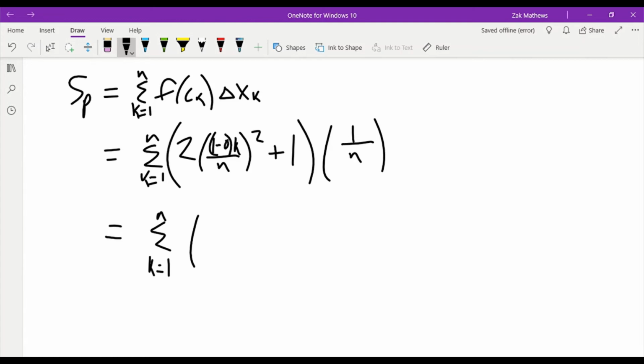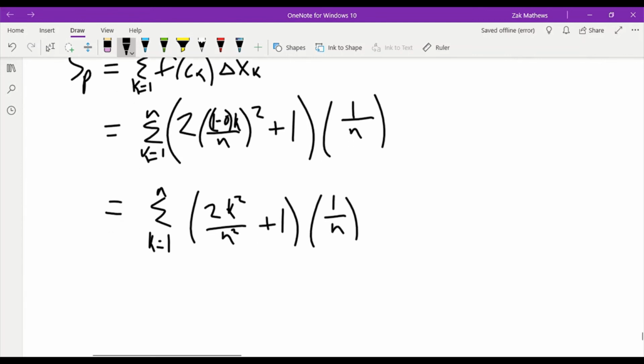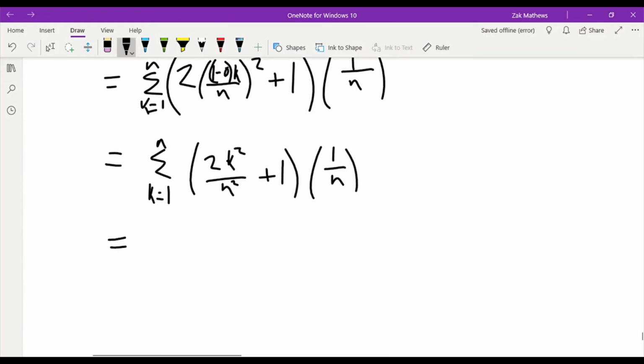We're going to have the 2 times k squared over n squared plus 1 times 1 over n. And I can distribute that 1 over n, and I can also break apart the sum because we have our rules for summations. We know we can always split those sums apart. So we'd have the summation of 2k squared over n cubed plus, sorry, I need a summation, summation k equals 1 to n of 1 over n.